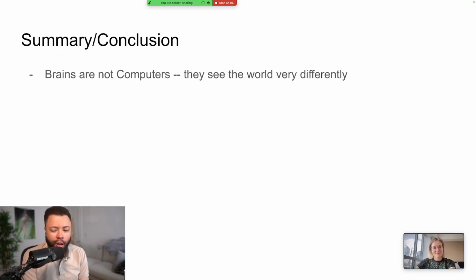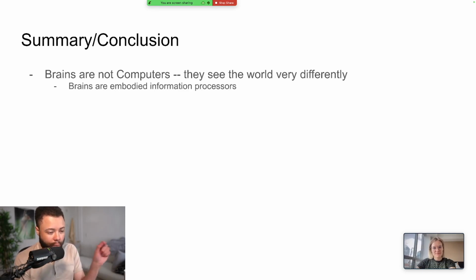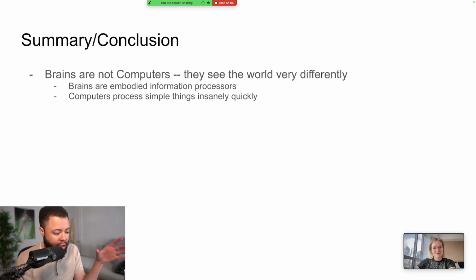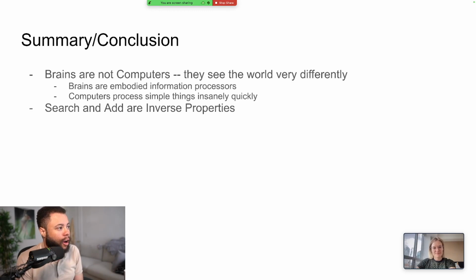Computers, on the other hand, simply move through ones and zeros insanely fast, faster than a human would be able to comprehend, billions of operations per second. But they both can interface with the world and process information. They just do it differently. Computers are like counters, whereas brains live in the environment that they find themselves in and need to survive. So search and add are also inverse, right? Every time you add something, you increase the cost of searching, and every time you increase the cost of adding, you decrease the cost of search. So we've been living in a world where we have trade-offs with these two things.